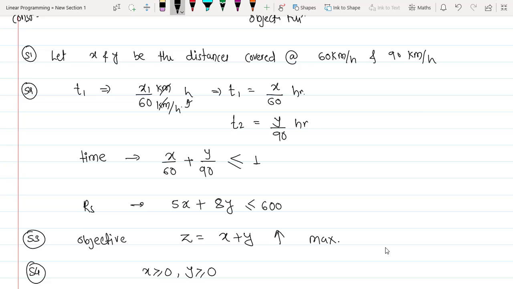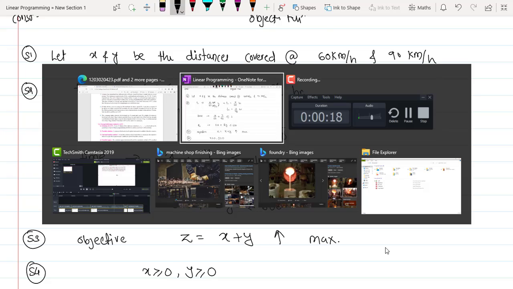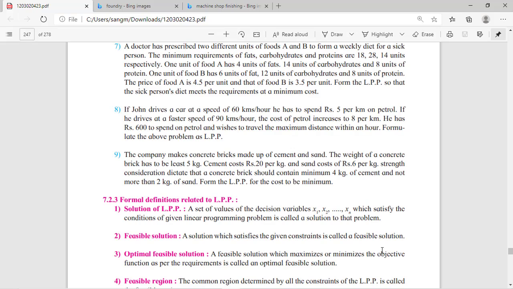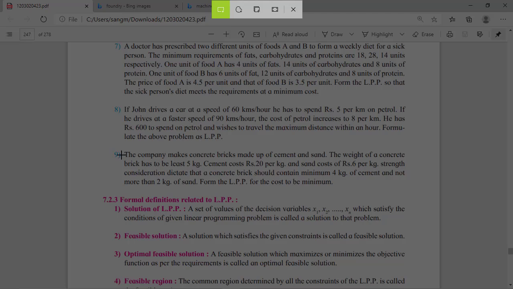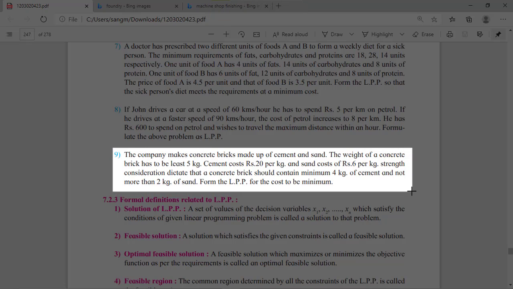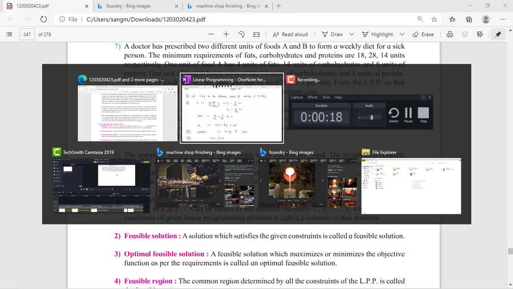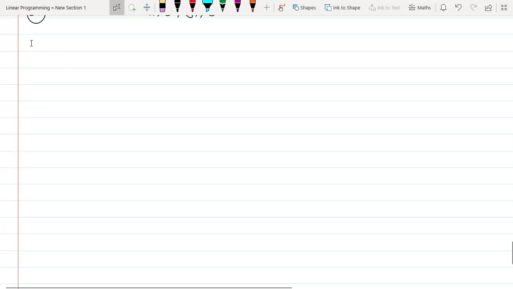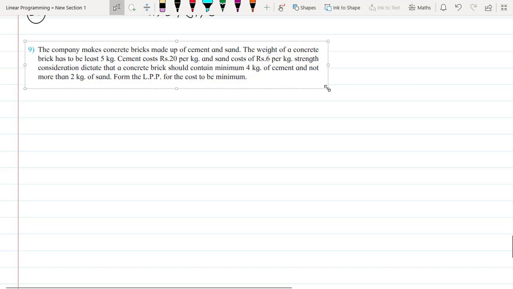Good. Now let's see the last question of this exercise. Very important question. If you have understood question number 8 and 9, then you can solve any question from this LPP easily. Let's see the statement for 9.